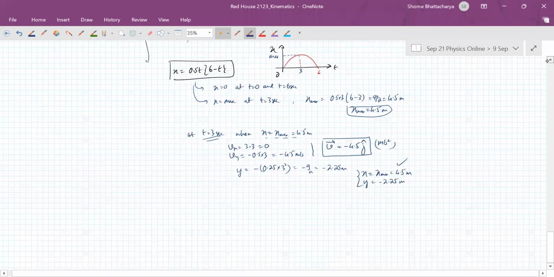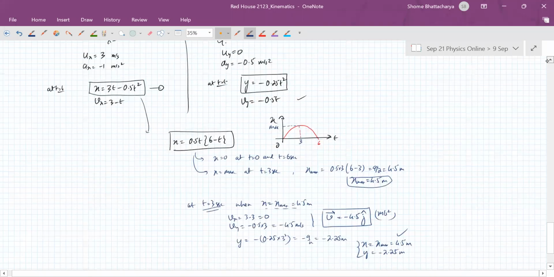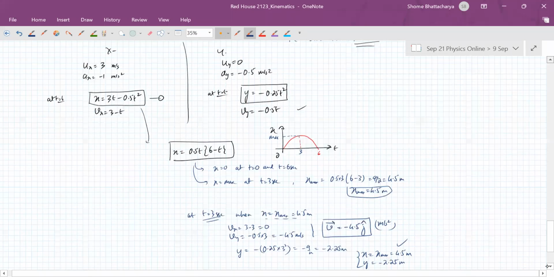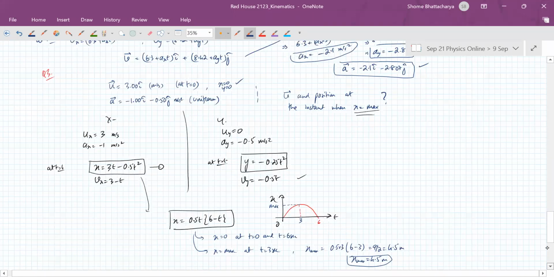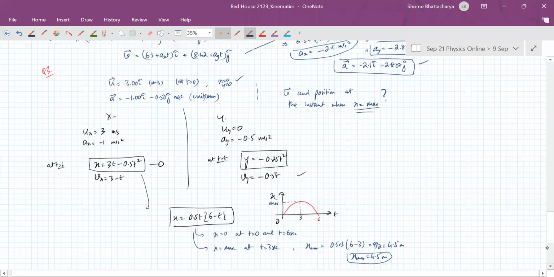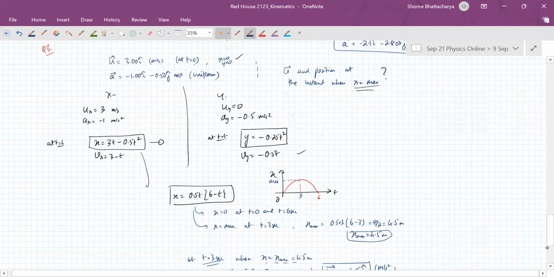So it is somewhat similar to the type of derivations we had done in projectile motion, but the difference is here the acceleration has both components and the initial velocity has only x component. Whereas in projectile motion it is the opposite. The initial velocity has both x and y components, whereas acceleration has only one of the components, that is the negative y component. But the rest, the method of solving, is the same.